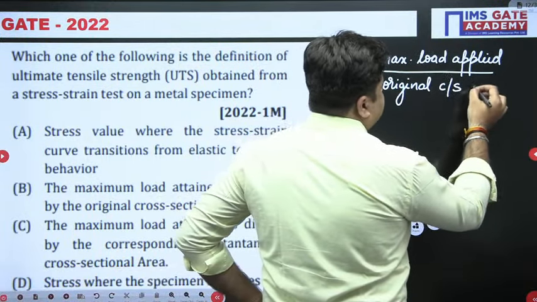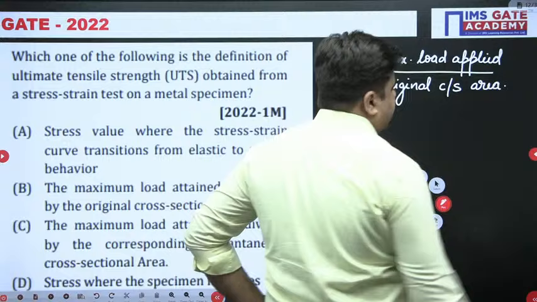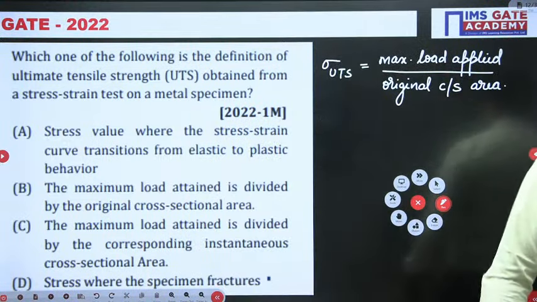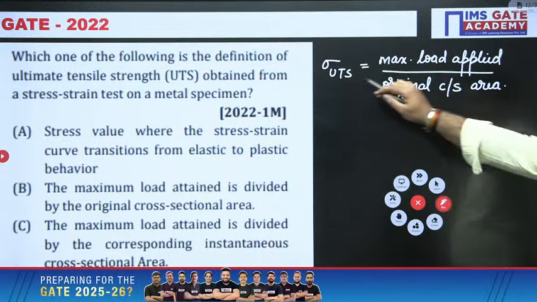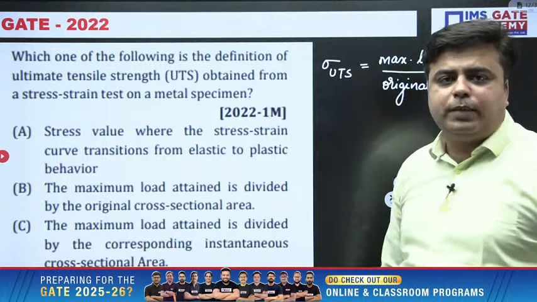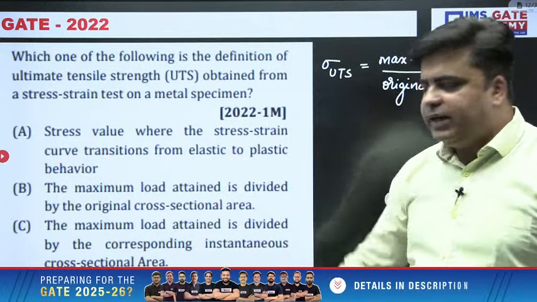Just check the options and tell me which option is the correct option. Which option is the correct option for ultimate tensile strength of mild steel? Check for option A, B, C, D and tell me.